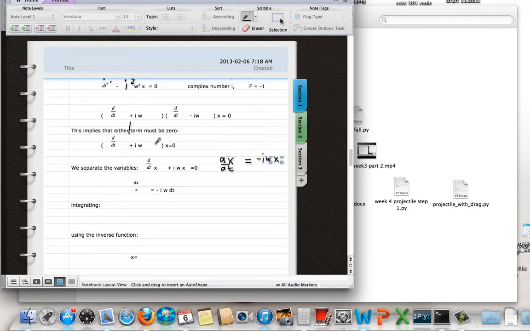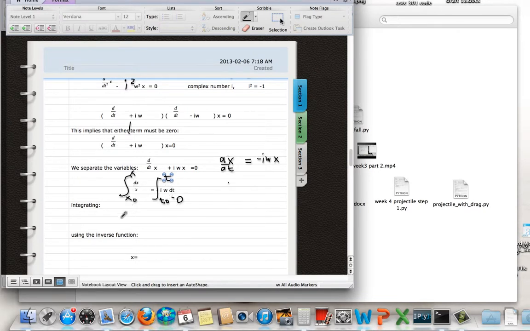And then I'll separate the variables. I'll bring the x down here to join the dx. I'll take the dt up there to join the i omega. So I end up with this equation here, dx over x is minus i omega dt, which I then integrate. So this is going to be integrated from some initial to some final position. This side will be integrated from some initial time, which will make 0, up to some final time, t.